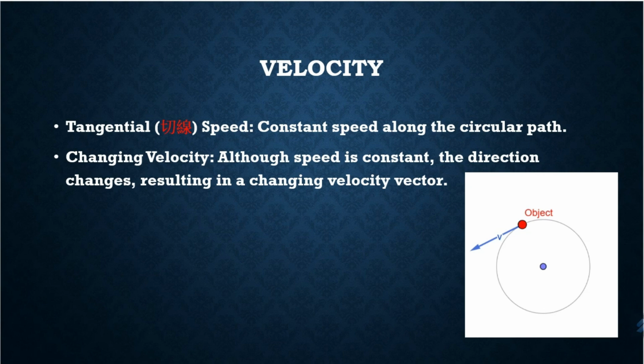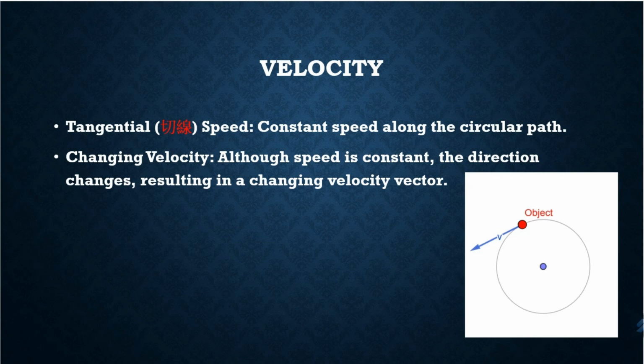So let's talk about velocity in uniform circular motion. If we look at the diagram, we can observe that the velocity is always tangential to the circular path, and this is why we refer to it as tangential velocity or tangential speed, which remains constant along the path. However, even though the speed is constant, the direction of the velocity vector keeps changing as the object moves. This change in direction means the velocity vector itself is changing, and we denote this change as delta v.